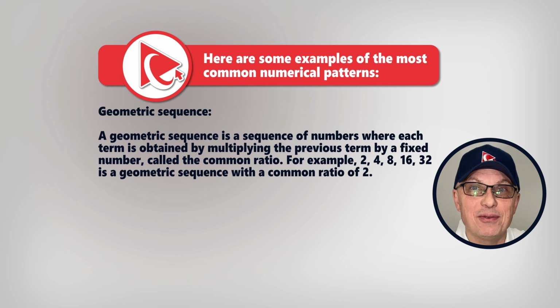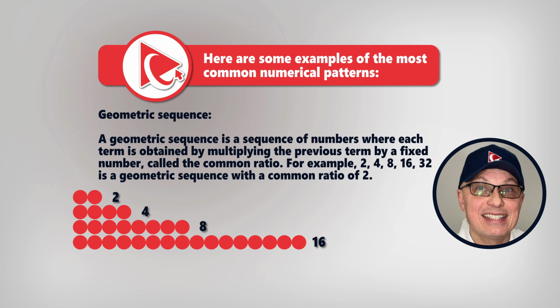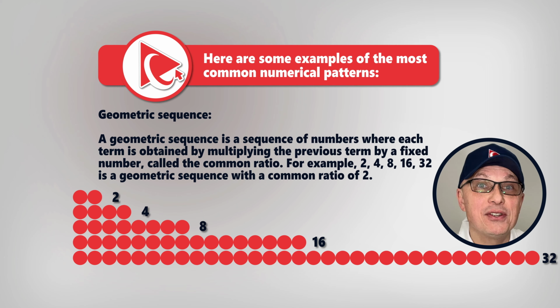A geometric sequence is a sequence of numbers where each term is obtained by multiplying the previous term by a fixed number called a common ratio. Let's look at the example. The numbers 2, 4, 8, 16, and 32 represent a geometric sequence with a common ratio of 2.